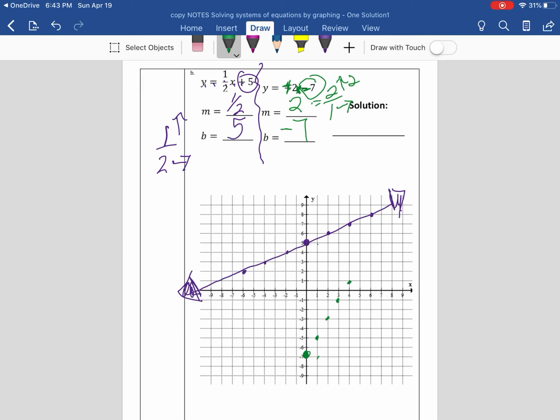So let's keep going. Right 1, up 2. Right 1, up 2, right 1, up 2. We're getting close. Right 1, and up 2, right there. Right at the top is where we are going, and I like to circle it so I know exactly where that is. Right through that line right there, which is what? 8 and 9. So my ordered pair solution for that system is 8, 9. That one is done.